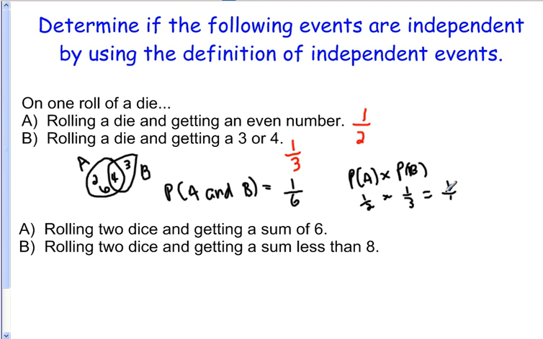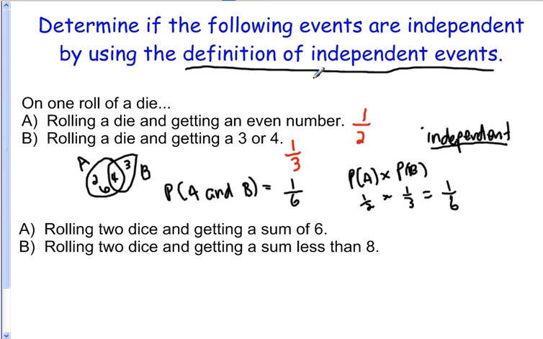So what this tells us is if probability of A and B is 1/6 and A times B is 1/6, then these are independent events. So since probability of A and B is equal to the probability of A times probability of B, then these are independent. Alright, so when it says use the definition, using the definition of independent events, that is, if you see a problem in your homework, that is what it's talking about, using this.